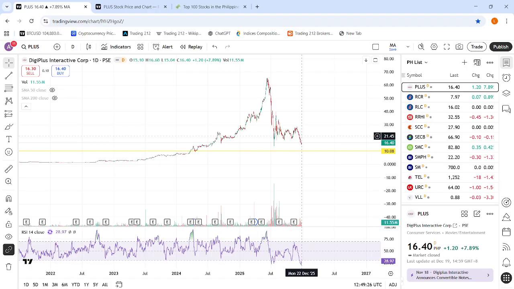We hope that it will hit this level, but I think there's also demand in this level. That's why some of the traders are already buying here, and there is a tendency that it will bounce back from this level. If you are going to buy in this level, we need to be less aggressive.